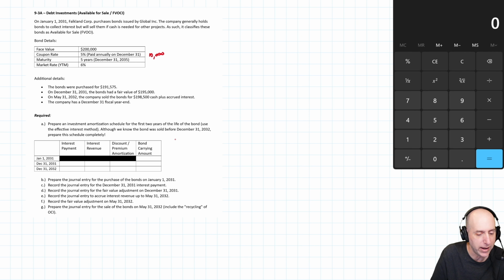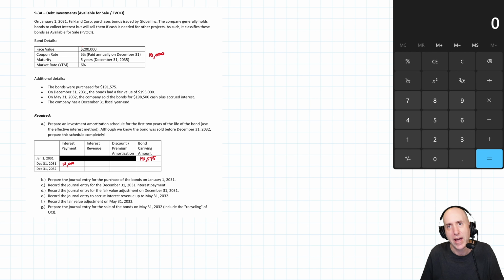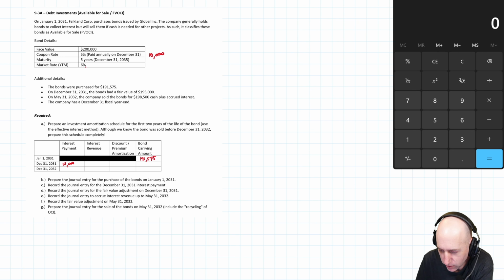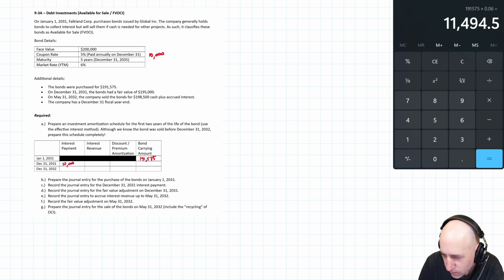So let's go ahead and do that. The opening bond carrying amount is what you paid for the bond, $191,575. The interest payments are the same every period. They're $10,000, just the coupon times the face value. And again, if it's semi-annual, it'd be half that, but this is not a semi-annual bond. It's an annual bond. The interest revenue, you take the carrying amount and multiply by the market rate. So 191,575 times 0.06 is 11,494.5. I'm going to round up to 11,495.